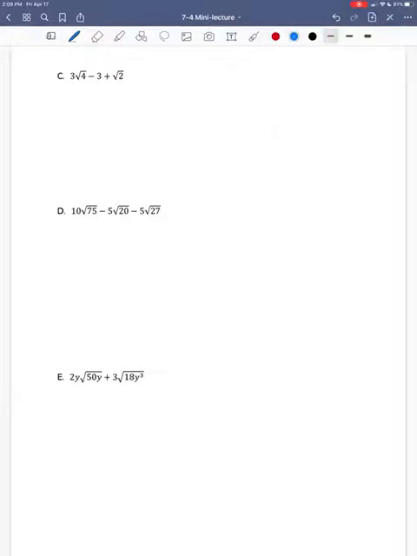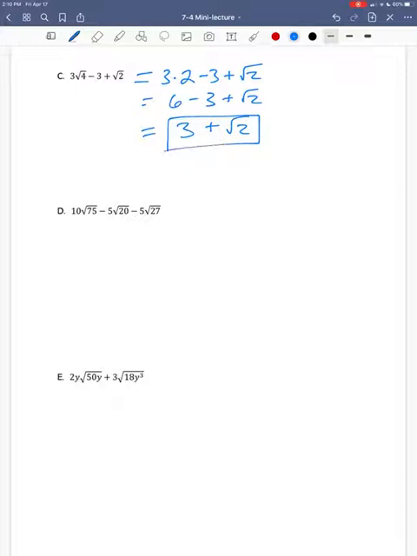All right, part C. This one actually is pretty simple. I've taken these off of your Math Excel assignment. Square root of 4 is just 2. Square root of 2, I can't really do anything with that. And so 6 minus 3 is 3. These are not like radicals, so that would be it.